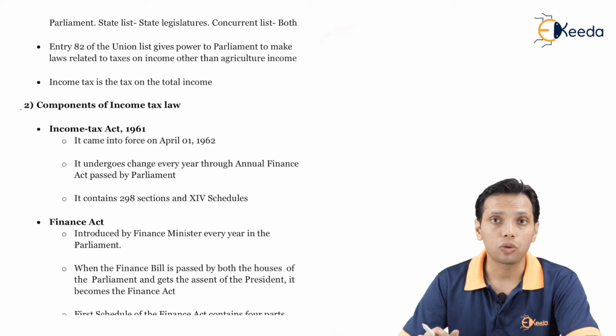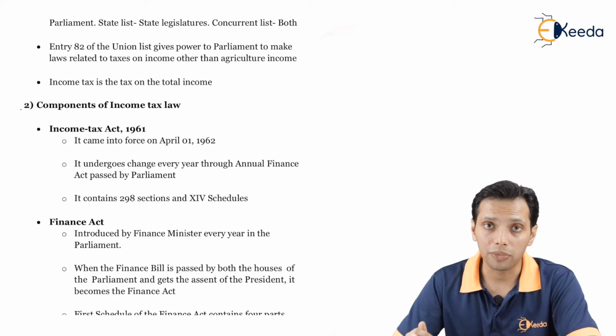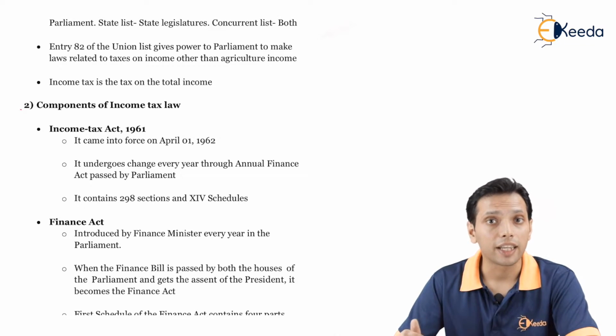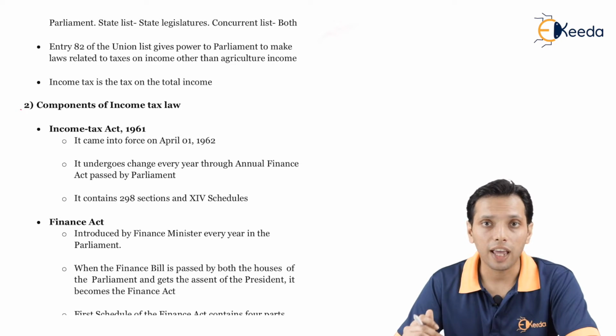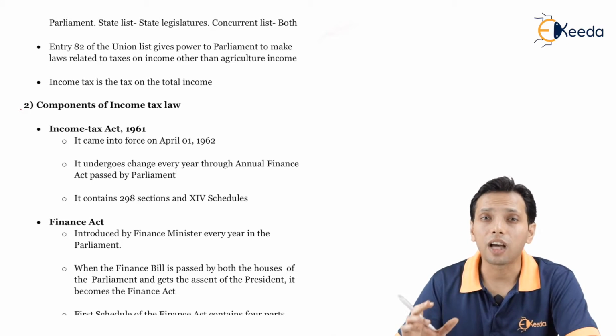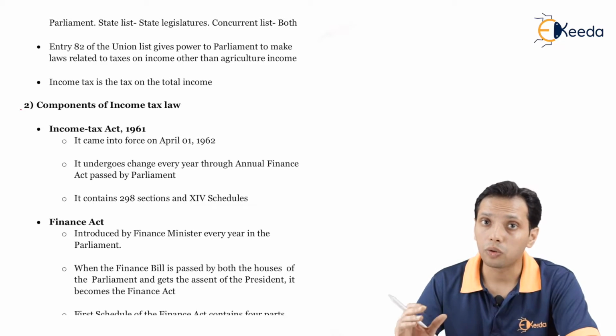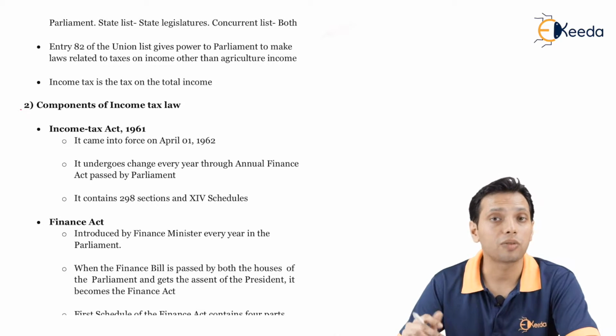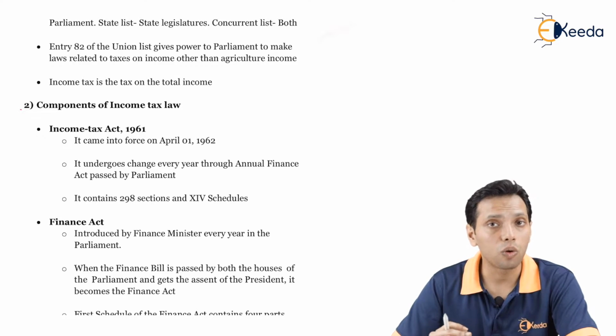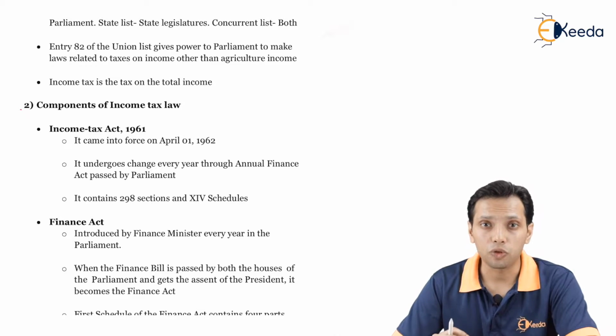14 schedules. So you will get various chapters in the Income Tax Act. It is divided into schedules and it contains several sections. Each and every section describes a particular income and how the taxes are to be imposed. Okay, so it is Income Tax Act 1961. The Income Tax Act 1961 changes; it is supposed to be changed every year by the Finance Act.